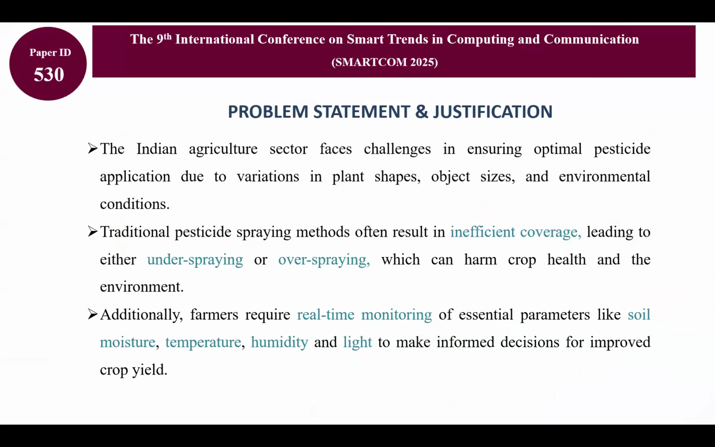So coming on to the problem statement and justification, traditional pesticide application methods often result in insufficient spraying. Either it may be overspraying or underspraying. Additionally, real-time monitoring of soil moisture, humidity, and temperature is crucial for farmers. So our system addresses these challenges by ensuring precision pest detection and targeted pesticide spraying. By incorporating advanced imaging and AI, we can reduce the adverse effects of excessive pesticide usage, leading to healthier crops and improved efficiency.